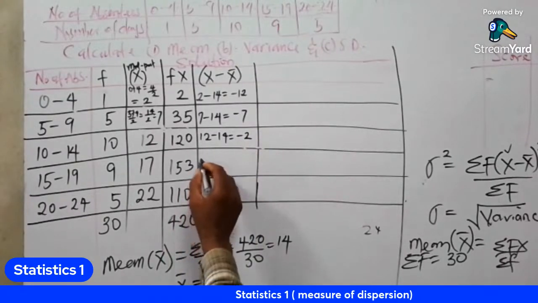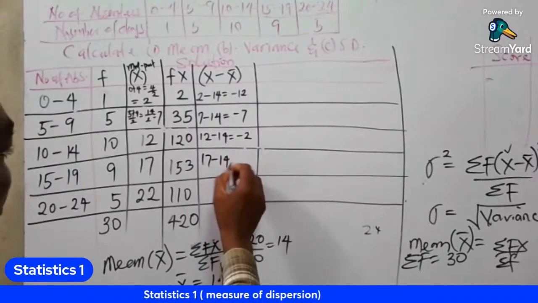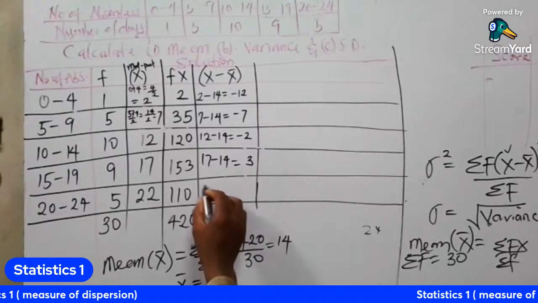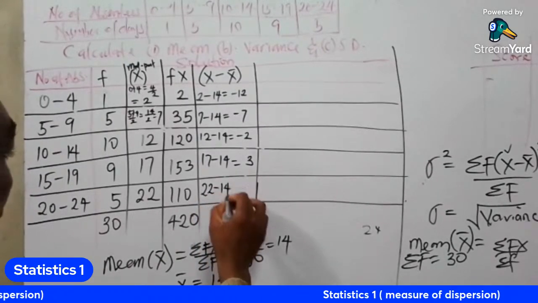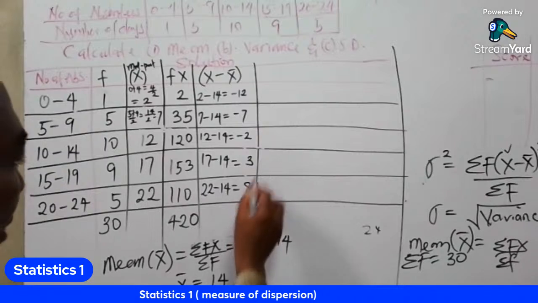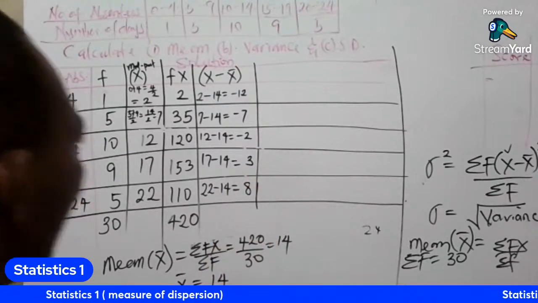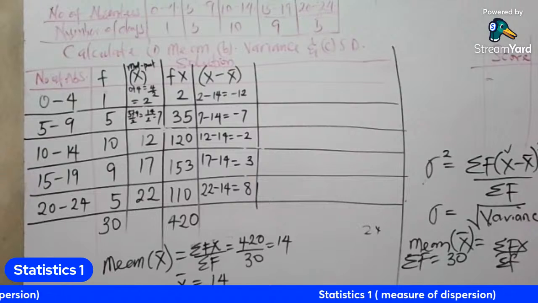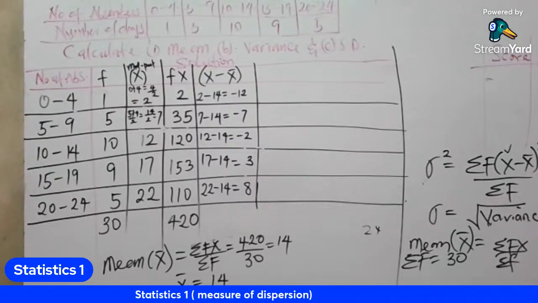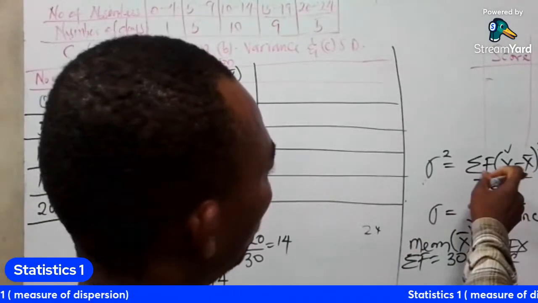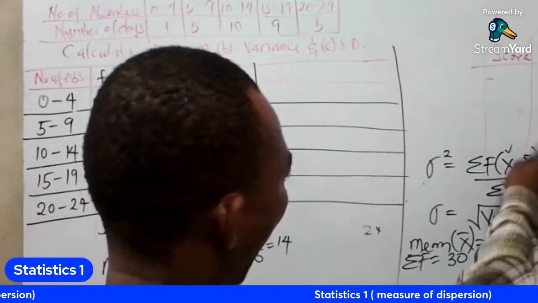So move on to the next one, 17 minus 14. When you take this away from this, it will give me 3. Moving on to the last one, 22 minus 14, that will give me 8. Can you confirm that? So my x minus x bar is minus 12, minus 7, minus 2, 3, and 8. So from there, look at the formula. The formula says summation f into x minus x bar all squared.